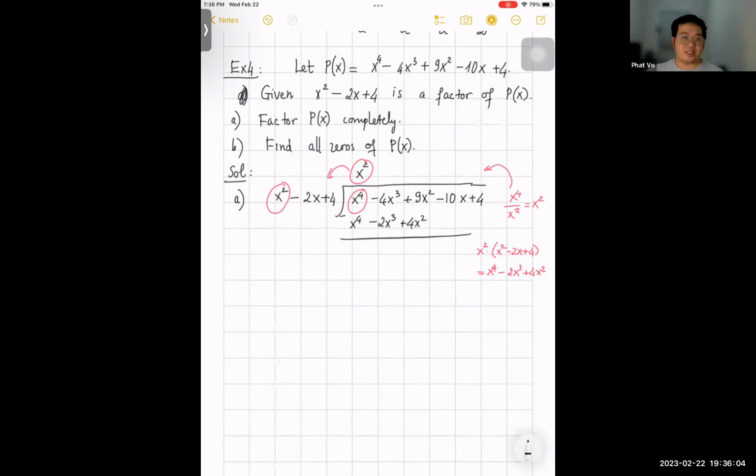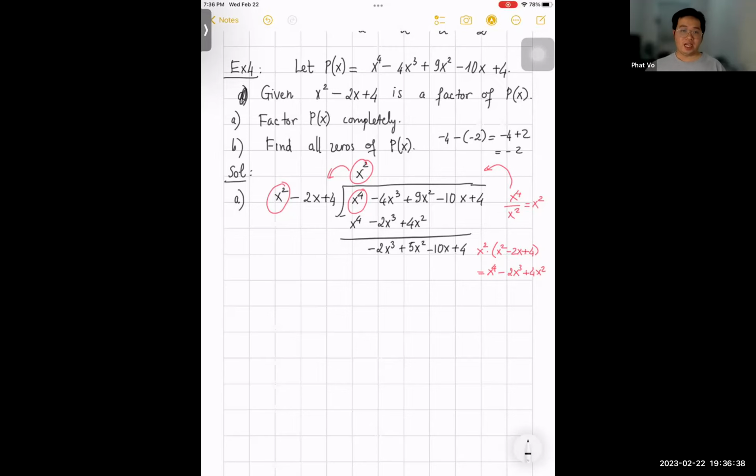Now we subtract these polynomials. So we get x^4 minus x^4 is 0. We don't need to write it out here. Then -4 minus of -2, so it's -4 plus 2, right? So it's -2x^3 here. And 9x^2 minus 4x^2 is 5x^2. So put 5x^2 here. Negative 10x plus 4.